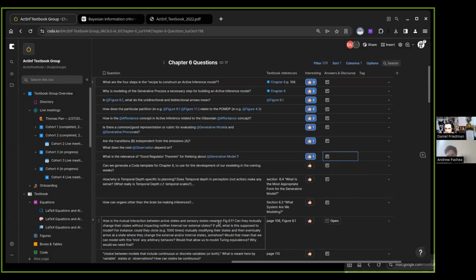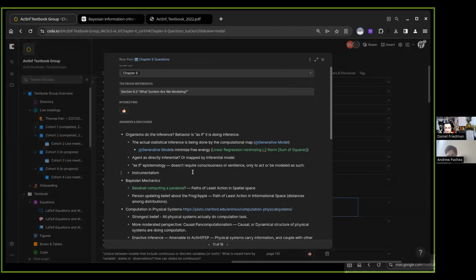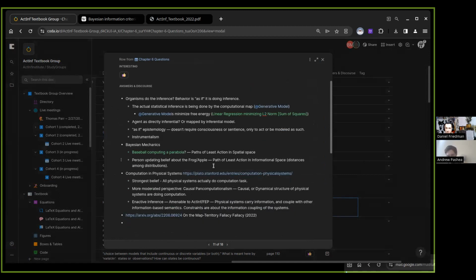So, yeah, cool. All right, how can organs other than the brain be making inferences? So there are a few angles on this. The first angle, or Ali or anyone else, want to give a thought?